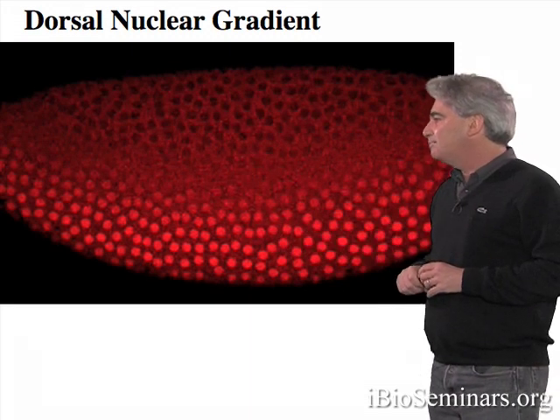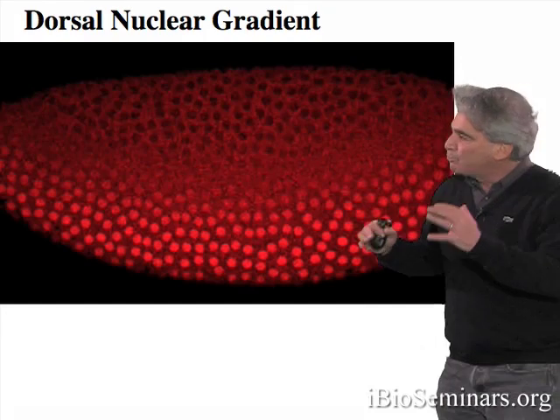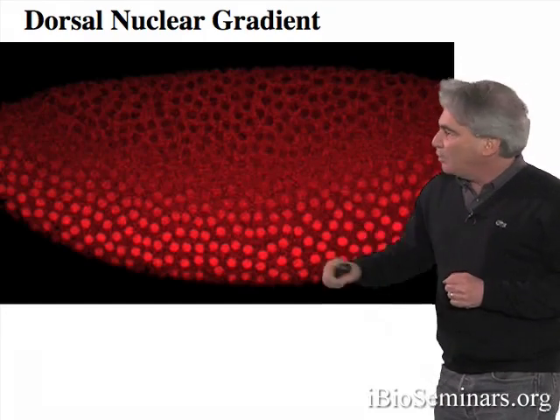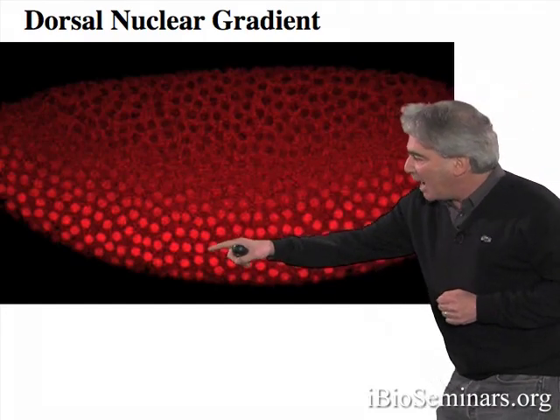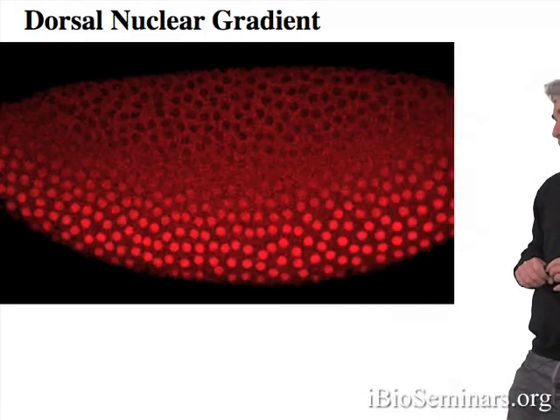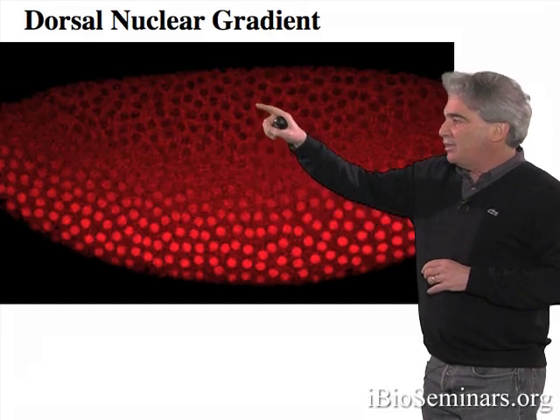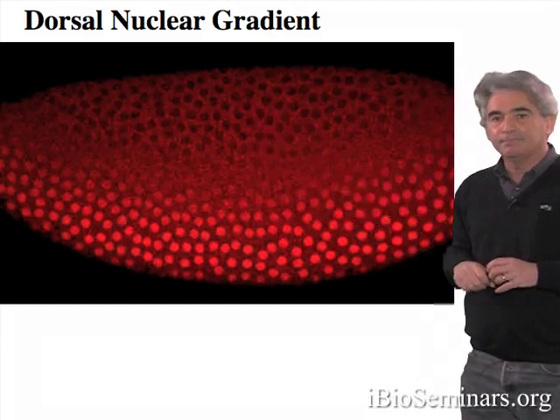Here you see a side view of a 2-hour Drosophila embryo stained with an antibody against the Dorsal protein. And you can see that the protein is distributed in a broad nuclear gradient with peak levels present in the bottom or ventral regions of the embryo, the future belly of the fly, and lower levels in more lateral and dorsal regions, the future back of the fly.